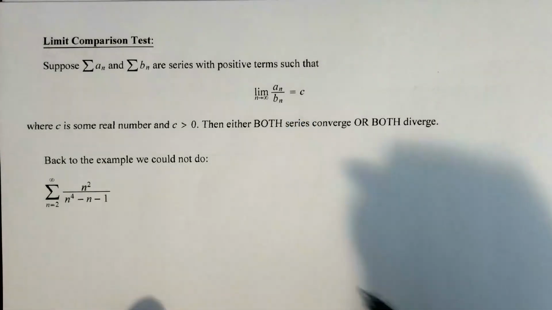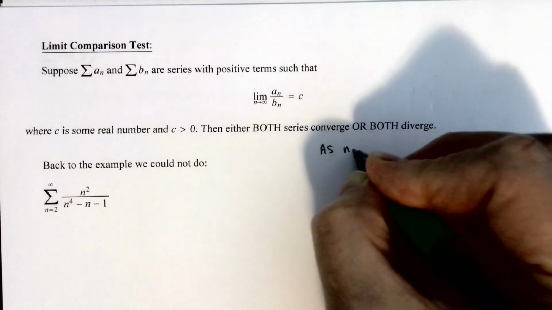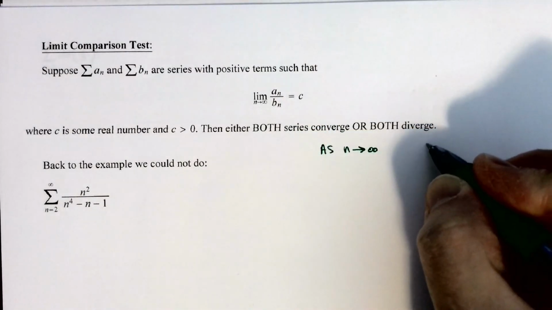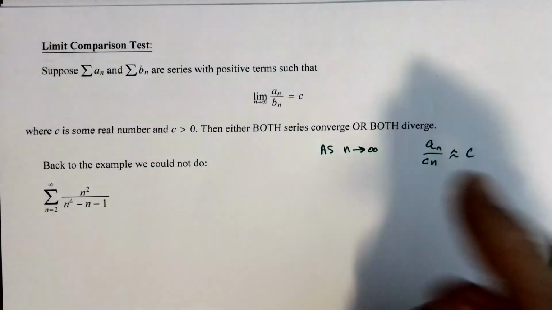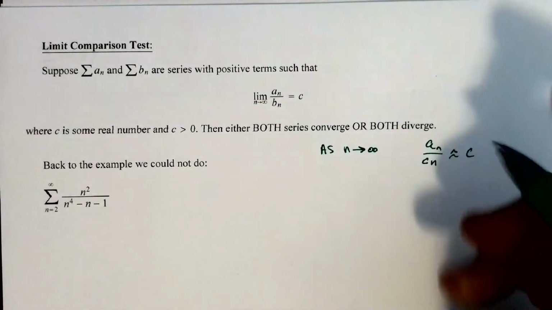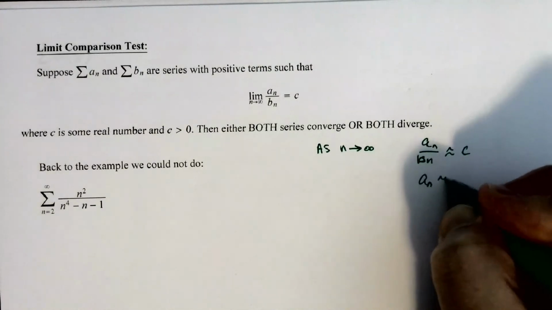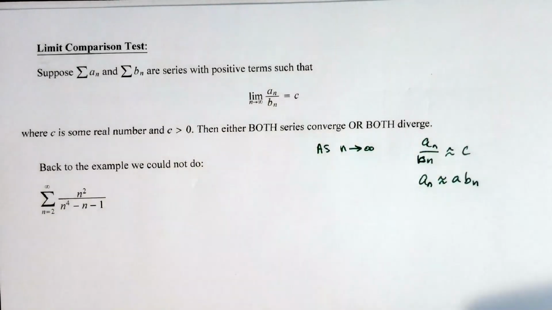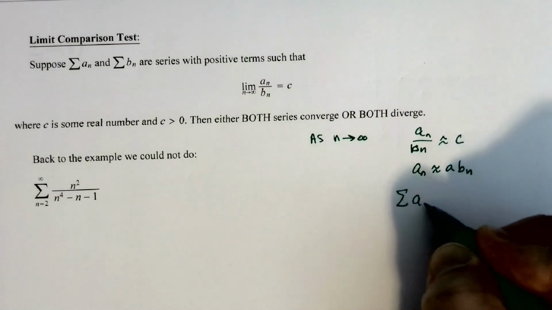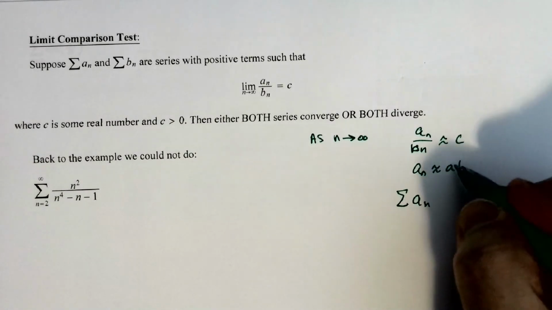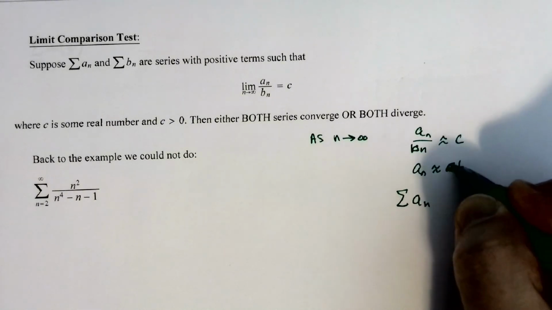What this is saying, essentially, is that as n goes to infinity, a sub n over b sub n is about equal to c. That ratio is getting closer and closer to c. So a sub n is just a scalar multiple of b sub n, that's c times b sub n, when we're looking at the corresponding series.